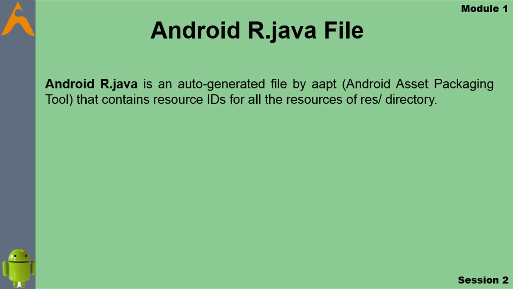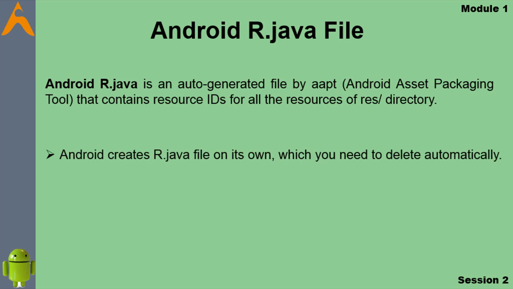Now let's see R.java file. Android R.java is an auto-generated file by AAPT, Android Asset Packaging Tool, that contains resource IDs for all the resources of the res directory. If you create any component in the activity_main.xml file, ID for the corresponding component is automatically created in this file. This ID can be used in the activity source file to perform any action on the component. If you delete R.java file, Android creates it automatically. Developers don't have to do anything with it.